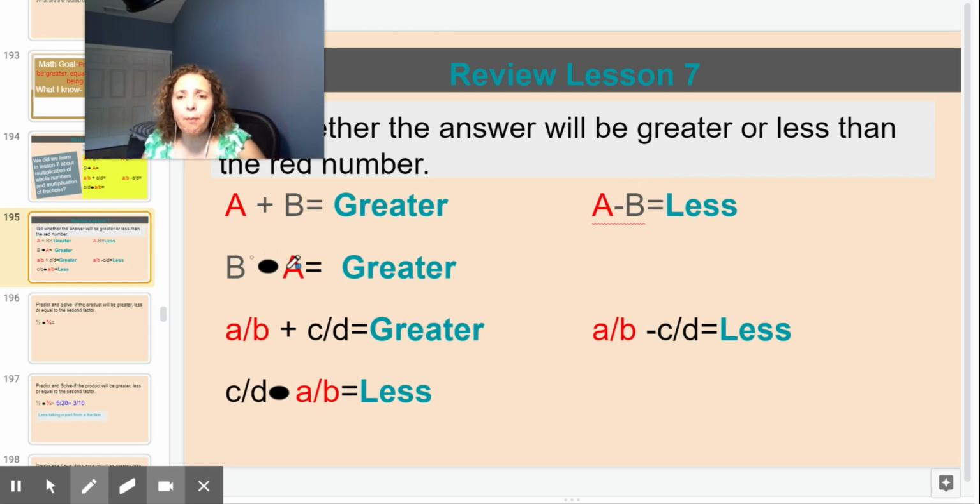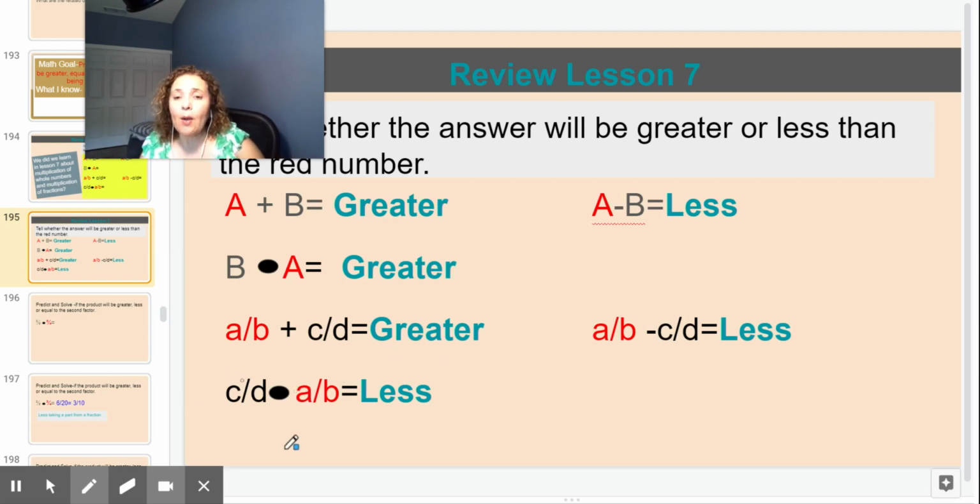We also talked about multiplying two whole numbers. If you multiply two whole numbers, the answer is going to get greater, because in essence you're adding groups onto groups onto groups. That's what multiplication is, a fast way of addition, so it's got to get greater. When we add fractions, it's got to get greater than what you started out with, because you're adding more onto it. Subtracting fractions, same thing: what you end up with has to be less than what you started out with, because you're taking it away.